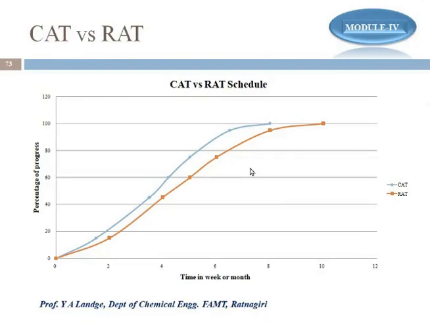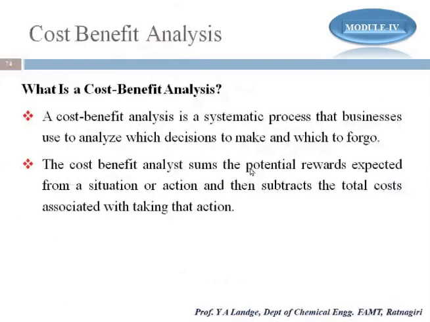Most of the time, projects fail just because of over costing, over budgeting while executing, and because of the extra time required for completion. So this is all about CAT versus RAT, and it is a very helpful tool that can be used so that we can monitor the progress of the project.